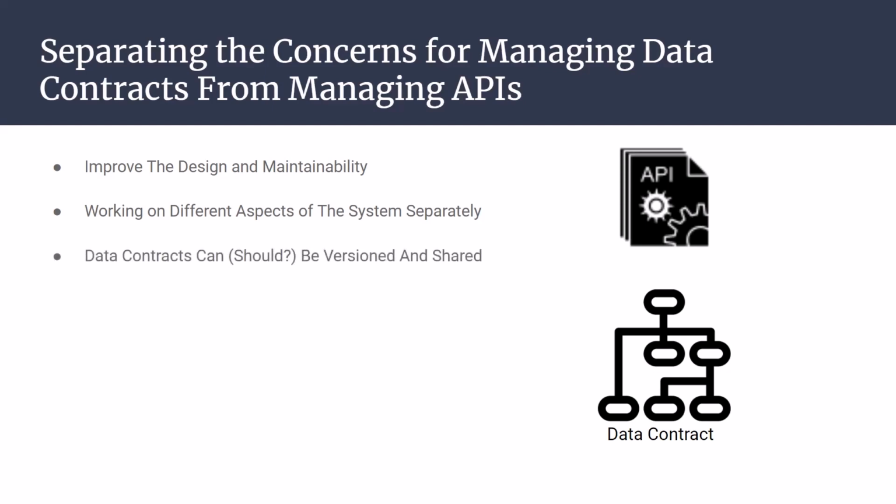Then data contracts can and should be versioned and shared. Now, why should data contracts be versioned and shared? Many times we will develop a system, and we will develop an API for creating the entities, updating the entities, deleting and retrieving the entities. And the only thing that's going to change in this API is that in a request object in the data contract, a field name was changed or a field was added. That means that only the data contract changed, not the API. We want to version the data contract.